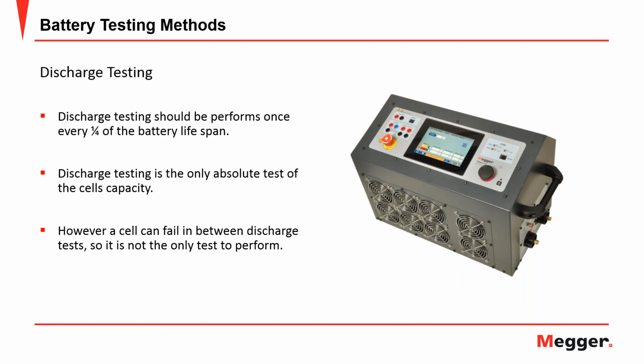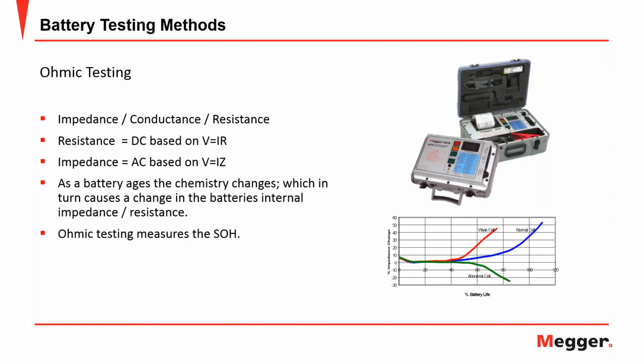Ohmic testing. Now, there are 3 types of ohmic testing: impedance, conductance, and resistance. And as the battery ages, the chemistry changes. And as this happens, it causes resistance changes in the battery. So what we'll see is the ohmic values change. Typically, as the battery ages, the ohmic values go up.